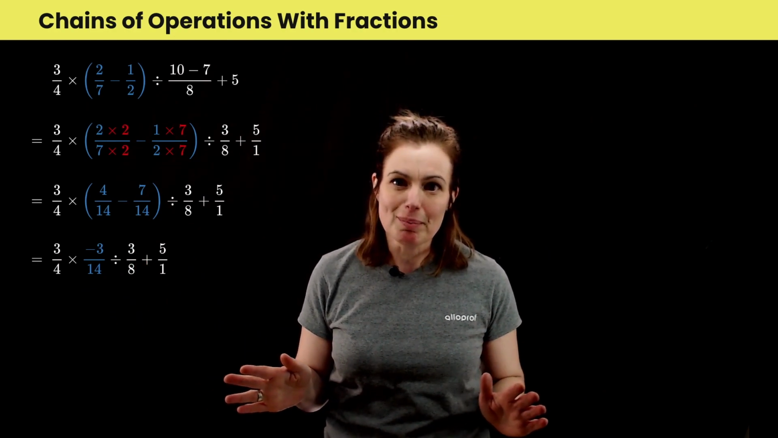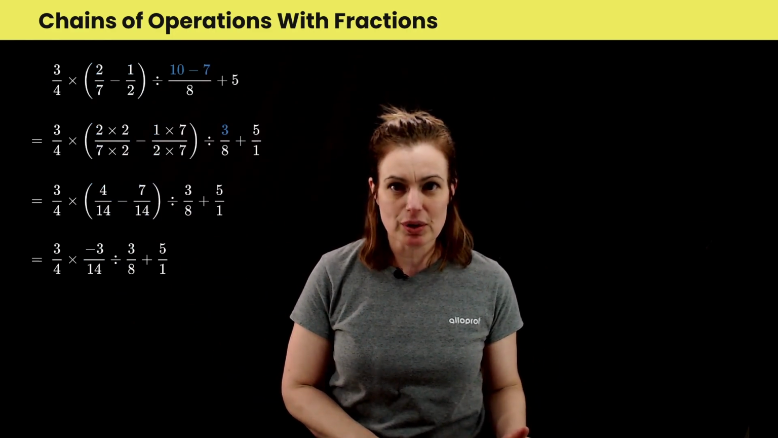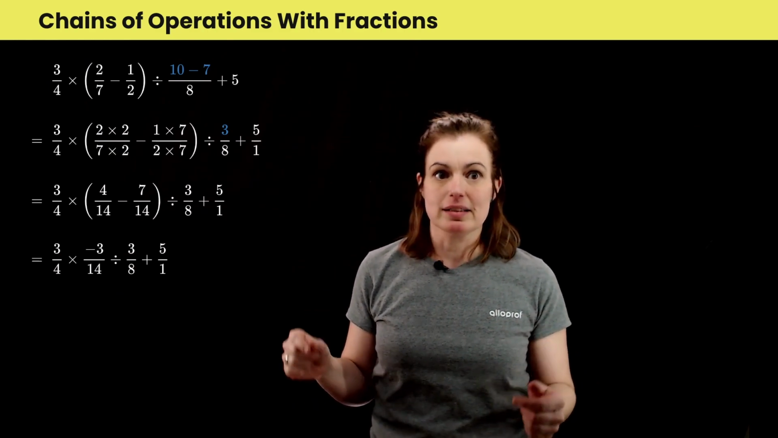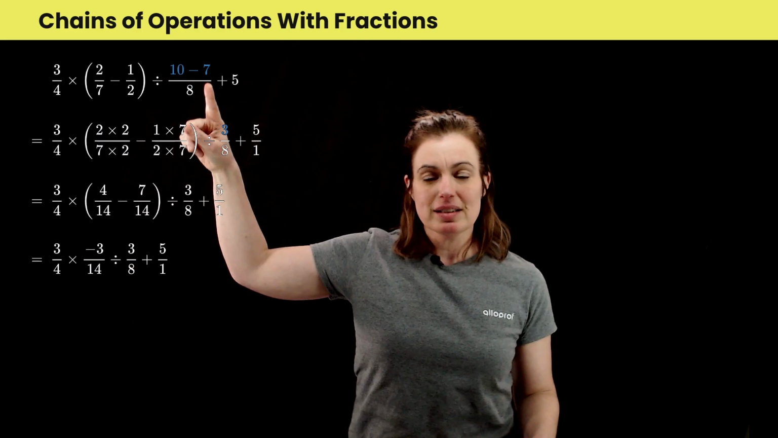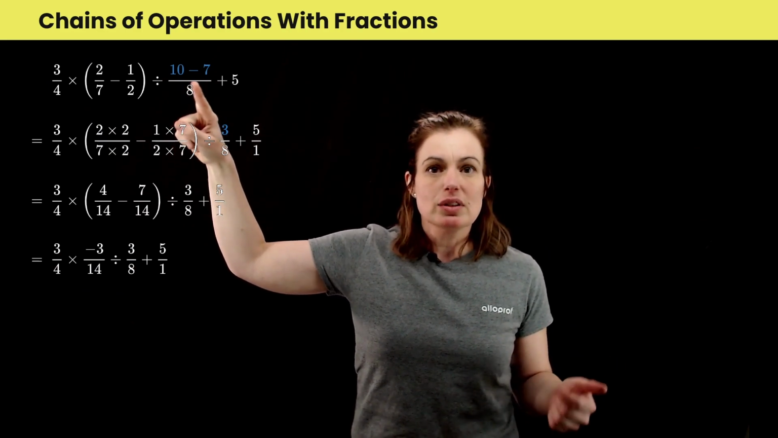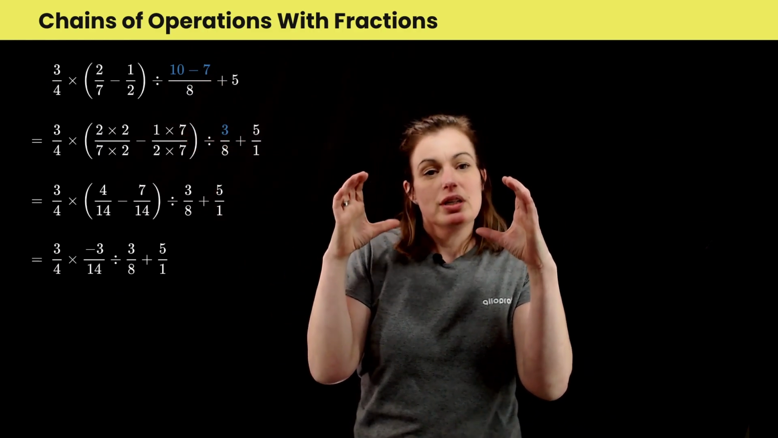Now, some of you might be wondering about where the heck that 3 over 8 and the 5 over 1 came from. So I just want to look at what was happening sort of simultaneously with the brackets. Because 10 minus 7 is all over 8, it has a common denominator. So it's almost like that 10 minus 7 has been put in its own set of brackets.